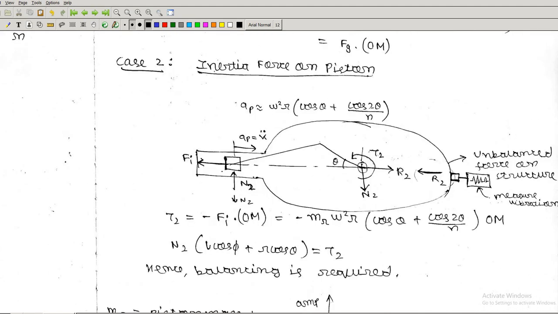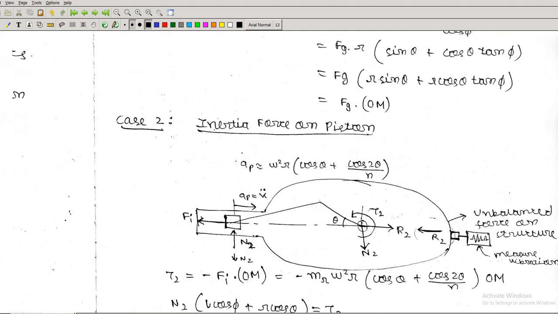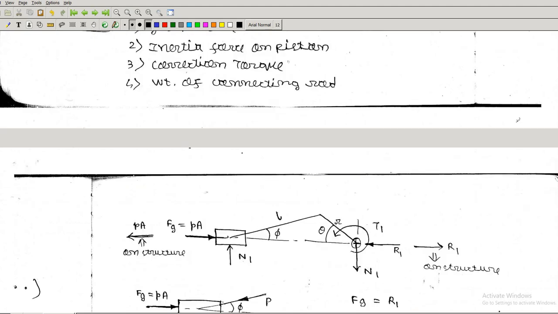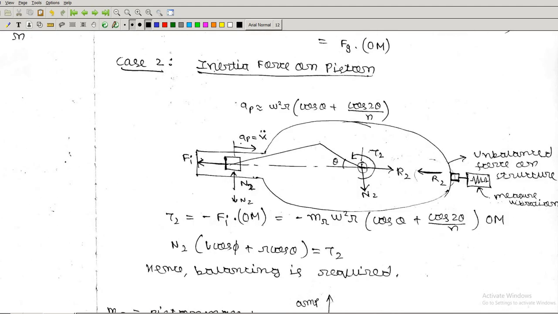Now for the inertia force, since this is accelerating with AP, which is x double dot, we are showing an inertia force Fi here. So here the reaction is N2. Again the corresponding torque is T2, which is holding the crankshaft. R2 is coming on the crankshaft from the bearing, and this R2 goes to the structure holding the bearing.